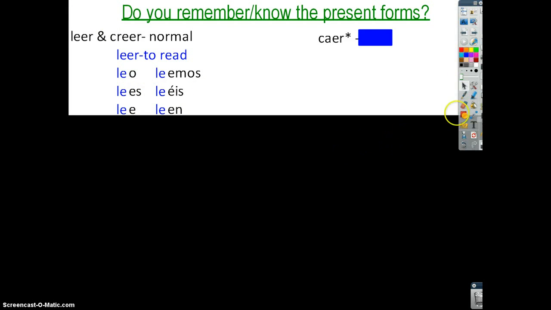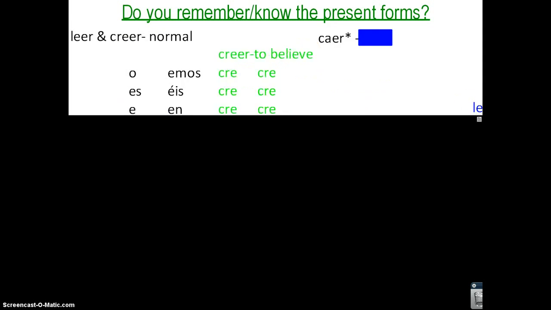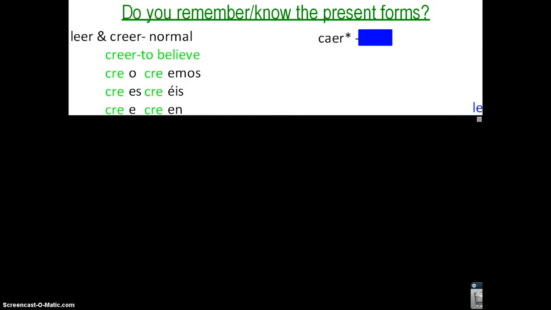And the same thing happens to creer because the stem ends in the letter E. You guys should already have the chart for leer, so I'm going to move that out. You will end up with double E's in all except for the yo form when you fill in your creer chart in your notes, which means to believe. So go ahead and copy that down carefully with those double E's.